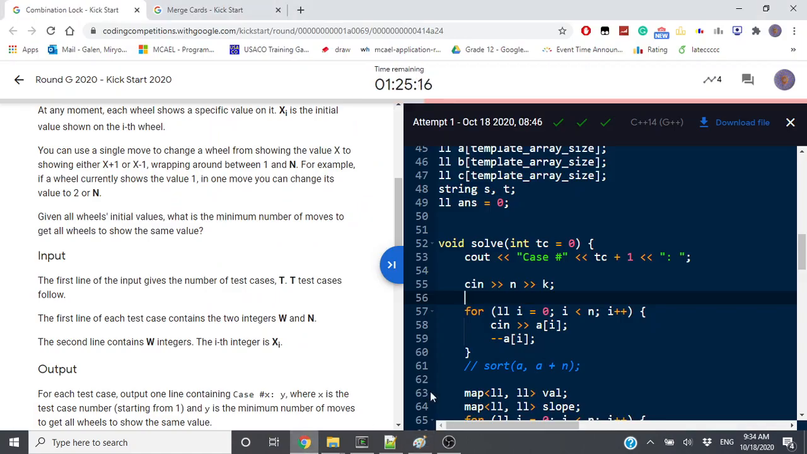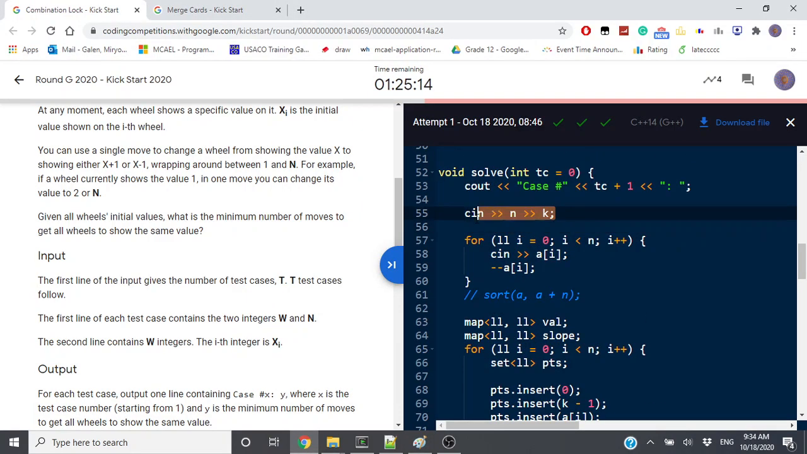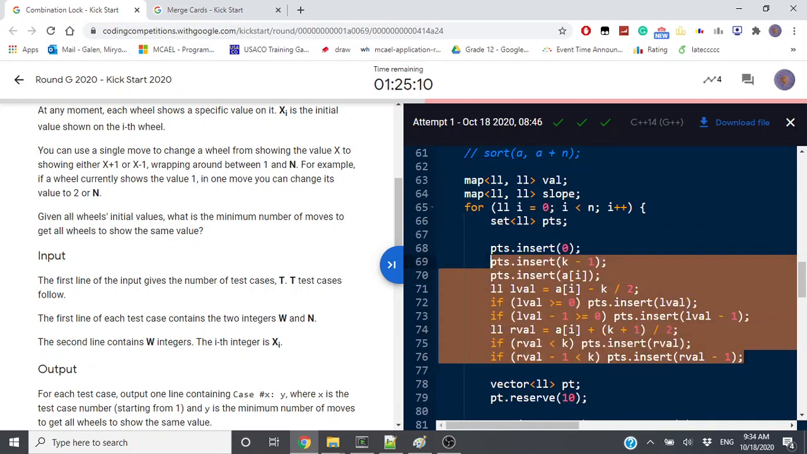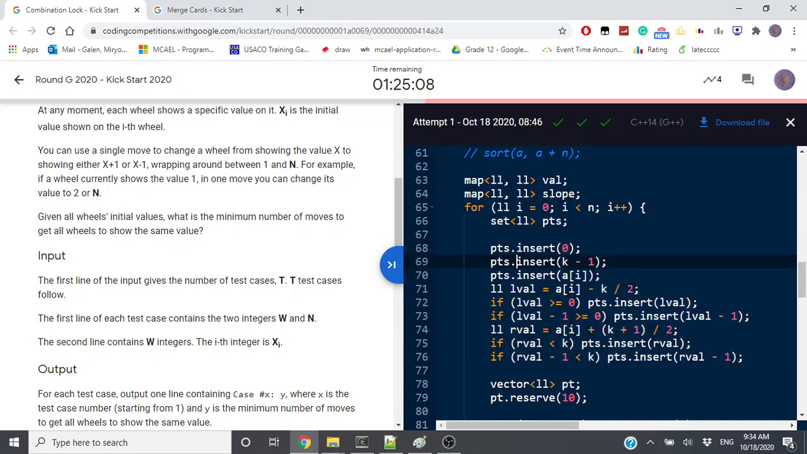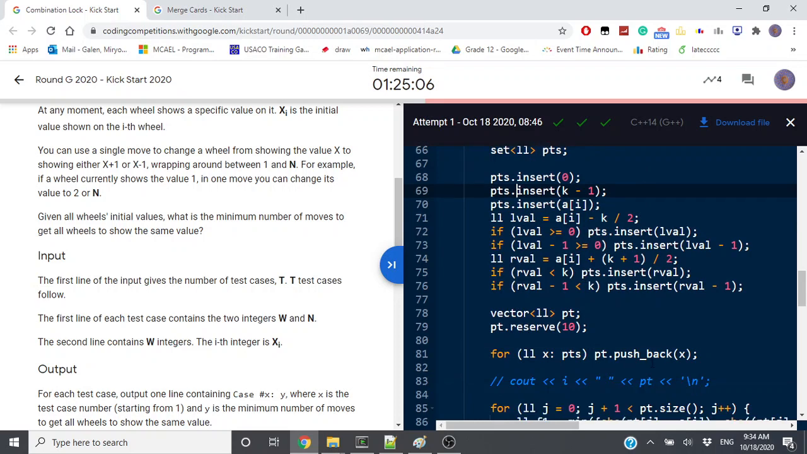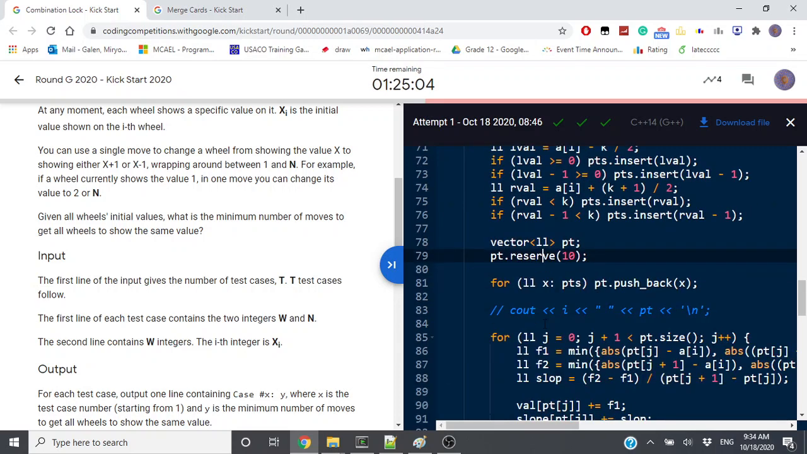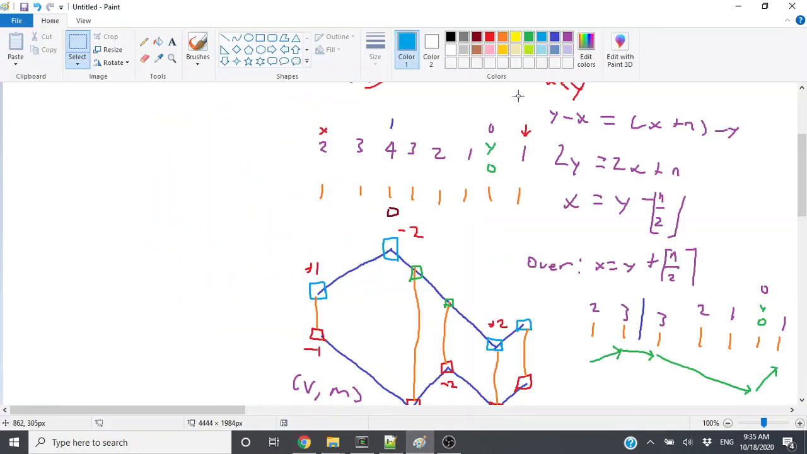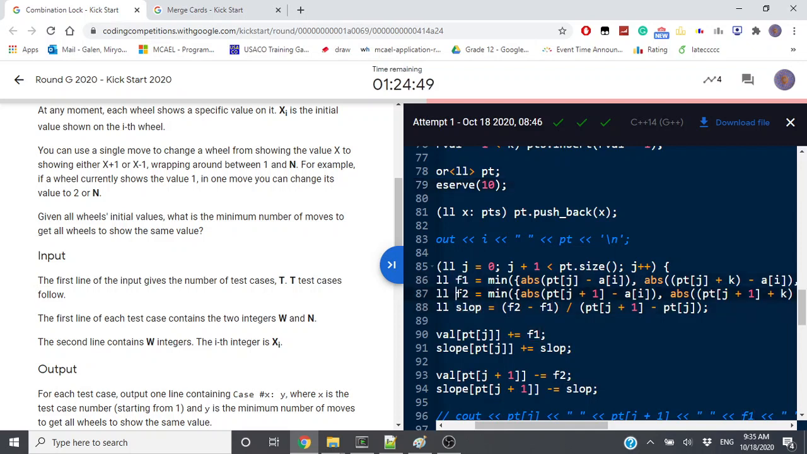I'm not sure how clean it is, but basically the idea is you read in the numbers, make them 0 indexed, and then you consider all the points and put them in a set so that they're unique. And then I put them in a vector just so I can iterate through their indices. Then for each point, consider it, and also consider the next point, and then find the slope between them by computing their function values. Call it slope.